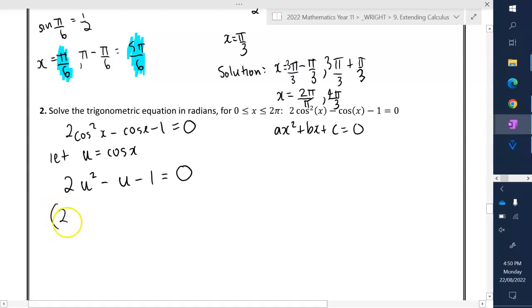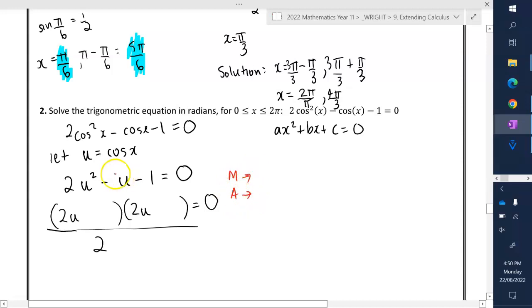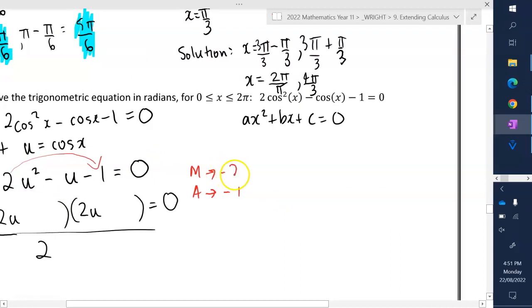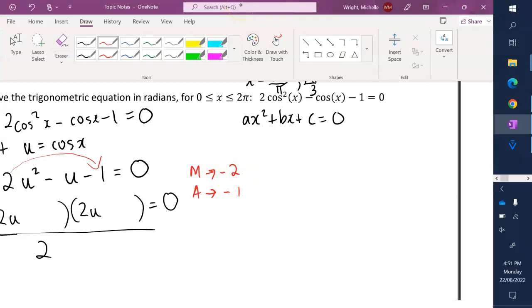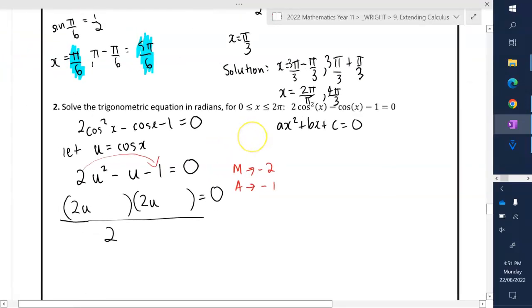You can solve that however you like to. Remember, this is the way I always like to solve it because it's a mnemonic. So what we're looking at is numbers that are going to multiply and add to something. They're going to add to the number at the front of the u, which is minus 1. And they're going to multiply to 2 times the minus 1, which is minus 2. So we need to think of factors that are going to work for that.